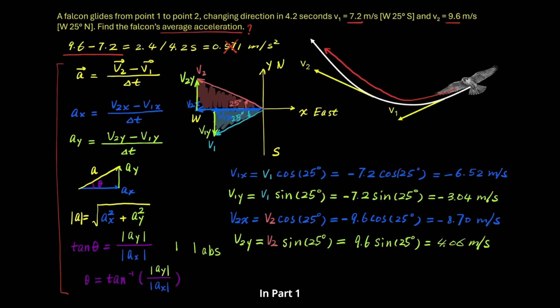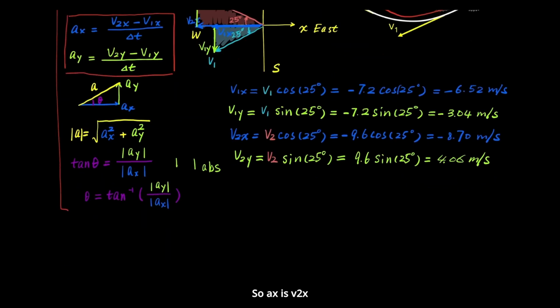Welcome back. In part 1, we set up the problem, built our game plan, and found all 4 velocity components. Now the next step is just plugging this straight into our 2 formulas for the AX and AY. Starting with X, AX is V2X, which is negative 8.70 meters per second, minus V1X, which is negative 6.52 meters per second, then divided by the time, which is 4.2 seconds.